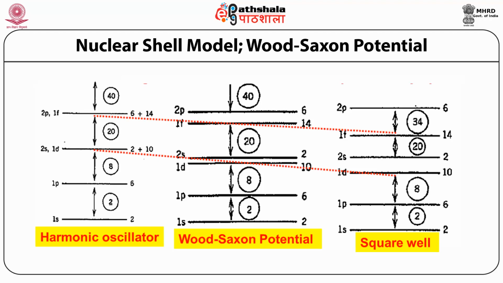What we can conclude from this slide is that in all 3 potentials, the solution of the Schrödinger wave equation gives only the first 3 magic numbers, that is 2, 8 and 20. So whether we consider the harmonic oscillator, Woods-Saxon or square well potential, the solution can explain the origin of the first 3 magic numbers, whereas the higher magic numbers are not reproduced.